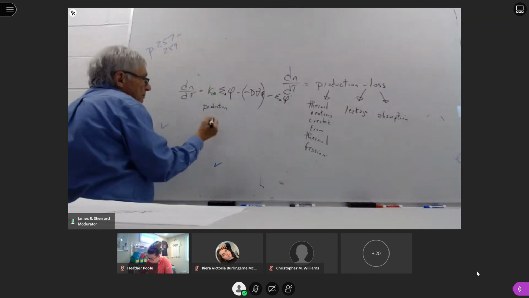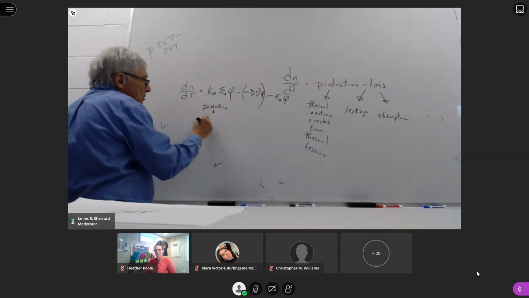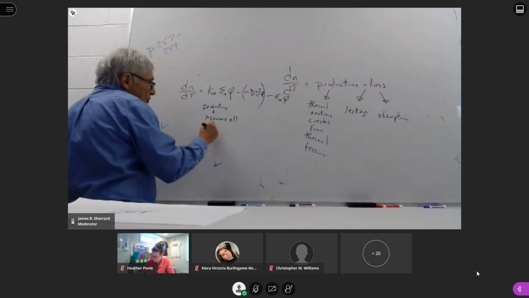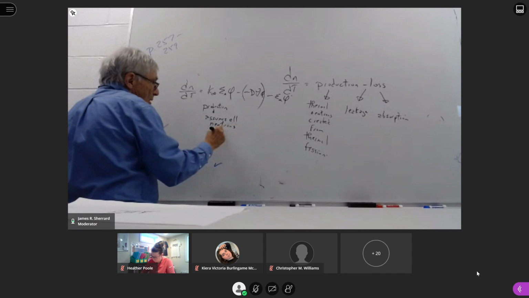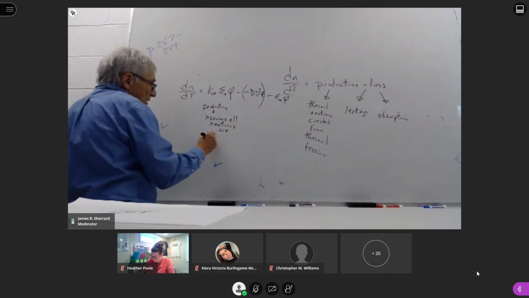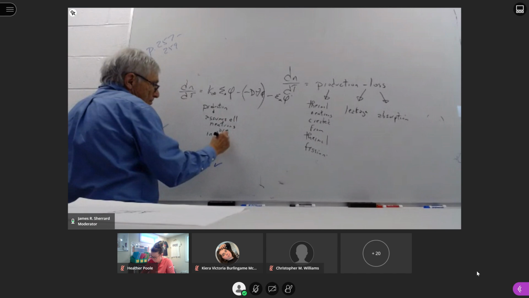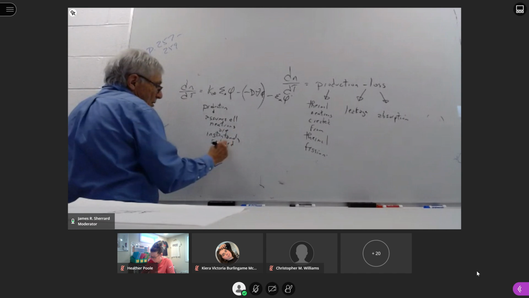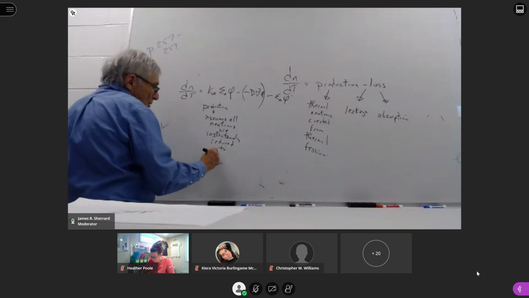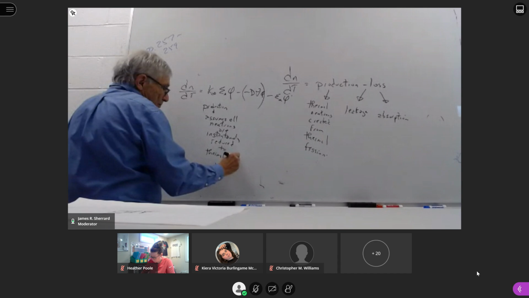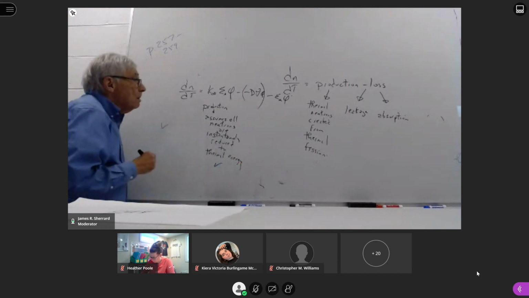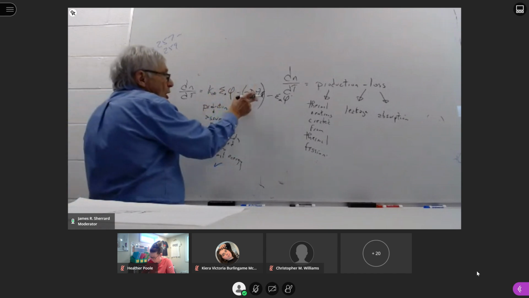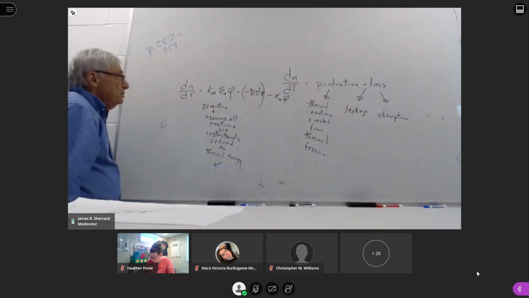In this production, this assumes all neutrons are instantaneously reduced to thermal energy. Production, loss due to leakage, loss due to absorption.